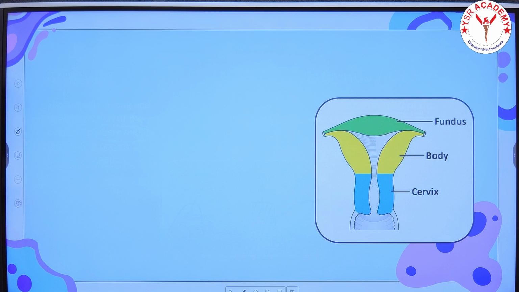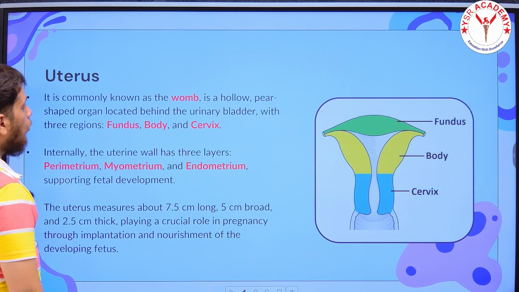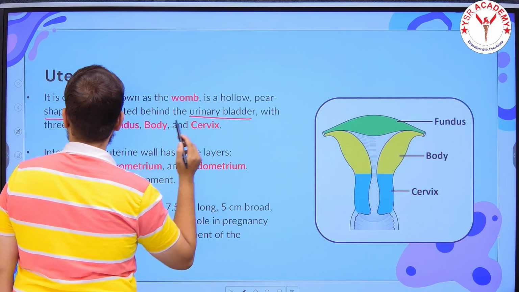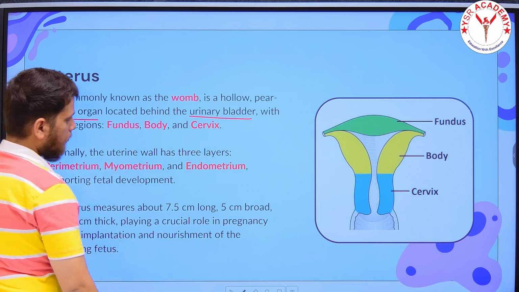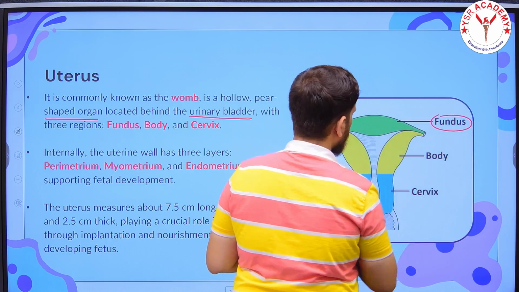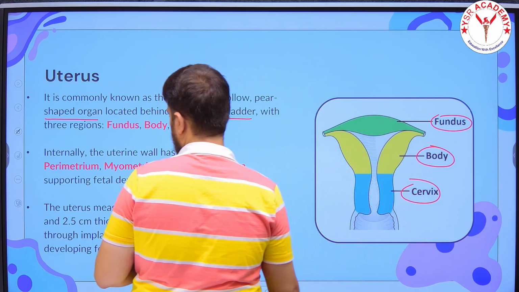Okay. Now we talk about, students, the uterus. Uterus is commonly known as womb. It's a hollow pear-shaped organ located behind the urinary bladder. ओके, यूरिनरी ब्लैडर के पीछे है. 3 पार्ट्स रहेंगे. अपर पार्ट को हम लोग बोलते हैं फंडस, मिडल पार्ट को हम लोग बोलेंगे बॉडी, लोअर पार्ट को हम लोग बोलेंगे सर्विक्स.